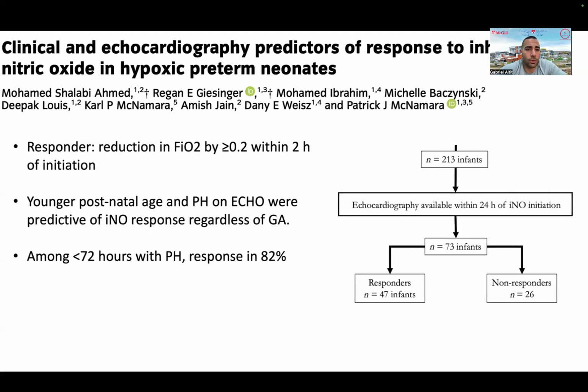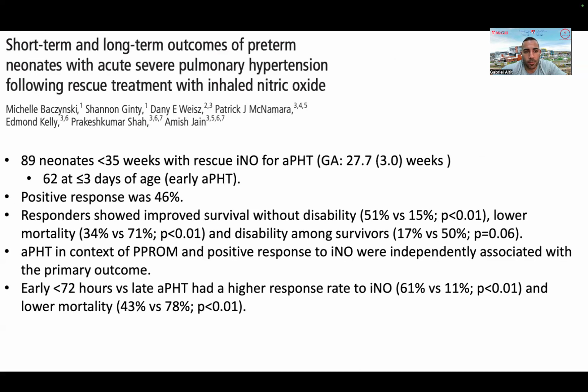The group of Toronto actually published a few years ago where they looked at responders. And what they found was that younger postnatal age and PH on echo were actually predictive of INO response regardless of gestational age. And among those who were less than 72 hours, there was a greatest response. The group from Toronto also published on 89 neonates that were preemies and exposed to rescue INO. They found a positive response in 46%. And they did find that those responders had improved survival without disability, lower mortality, and less disability among the survivors.